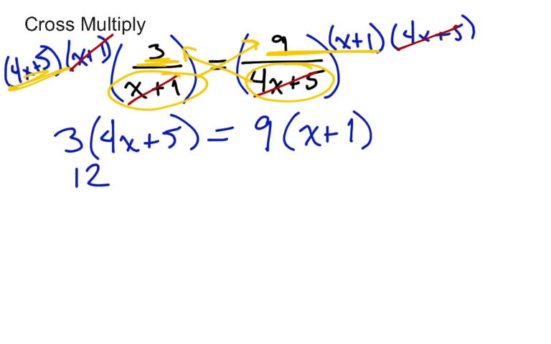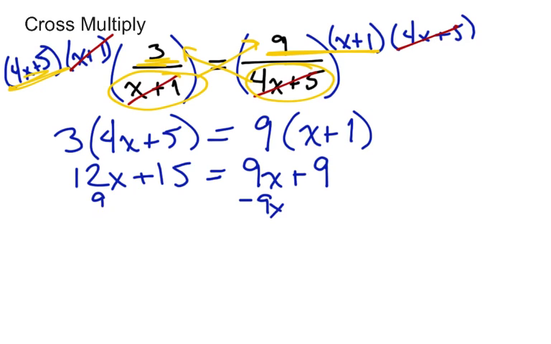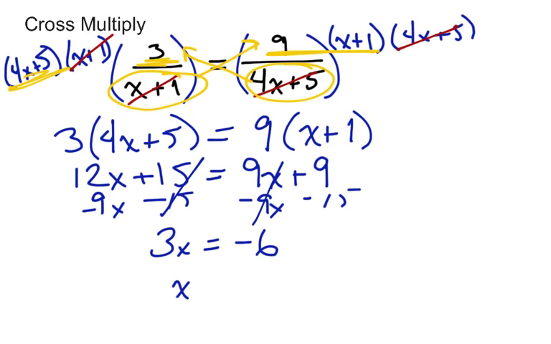So we distribute the 3 and distribute the 9. Get all the x's on one side, and get all the numbers on the other side. So those guys and those guys will cancel. On the left, we're left with 3x. On the right, we're left with negative 6. Divide by 3, and x equals negative 2.